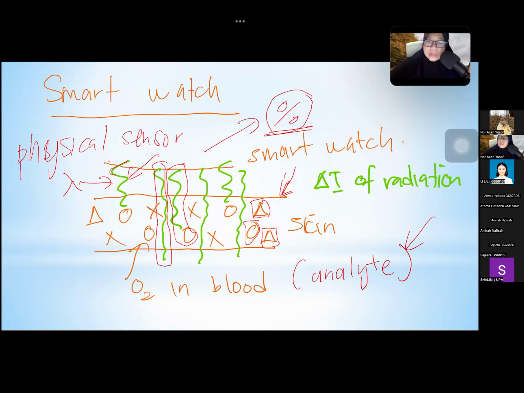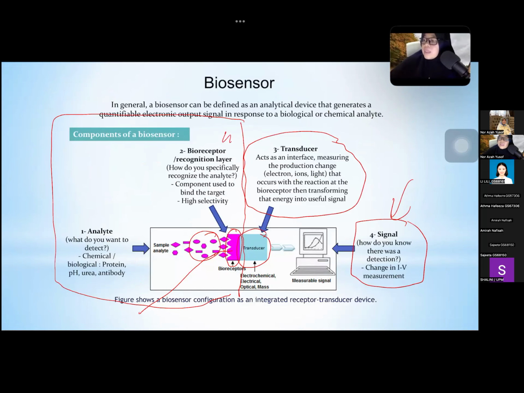The result is in terms of percentage of blood oxygen. So you can see that you have the analyte and you have the transducer, which is affected by the oxygen in the blood, and then you have the final output. Go back to the basis: you have the analyte, which is the oxygen, and then the transducing effect between the electromagnetic wave and the oxygen molecule, and the changes are shown in the signal result. In this case, it's a percentage.